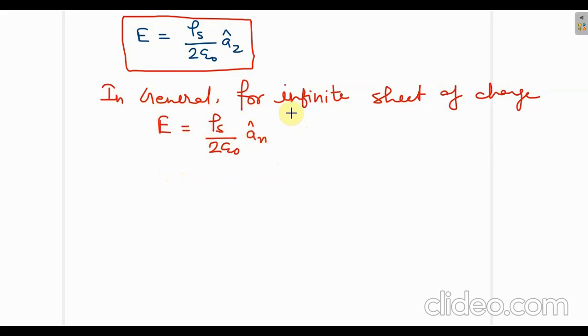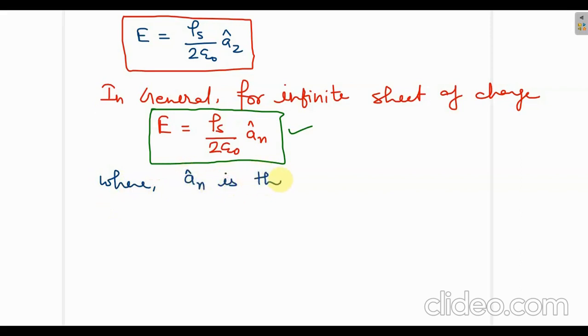Okay, so this is your general equation which you will be using always, where this an is the unit vector normal to the sheet. So this way we can derive.